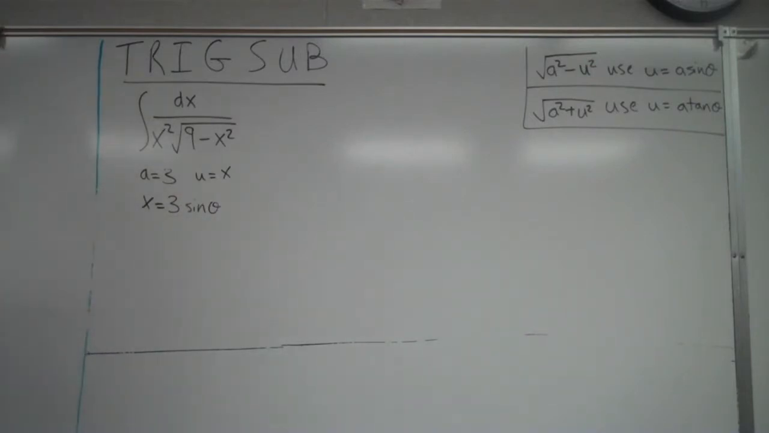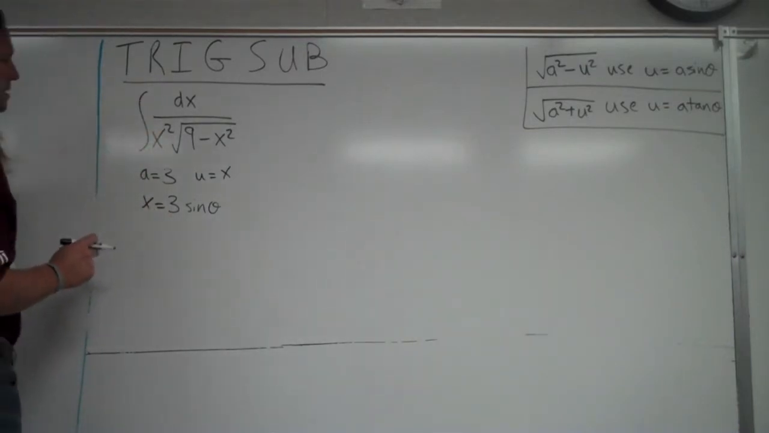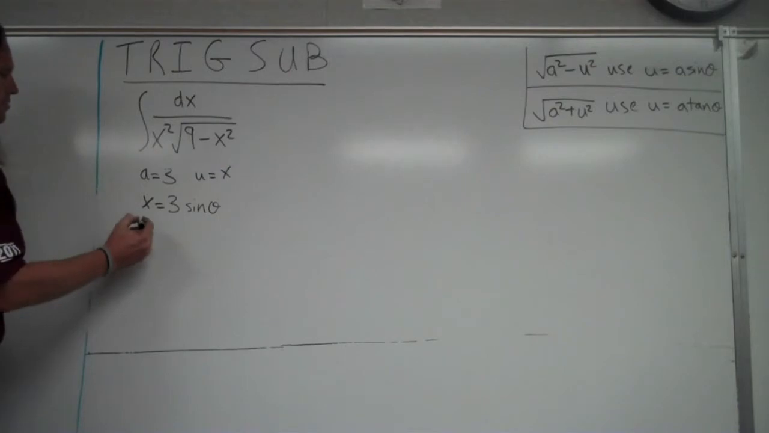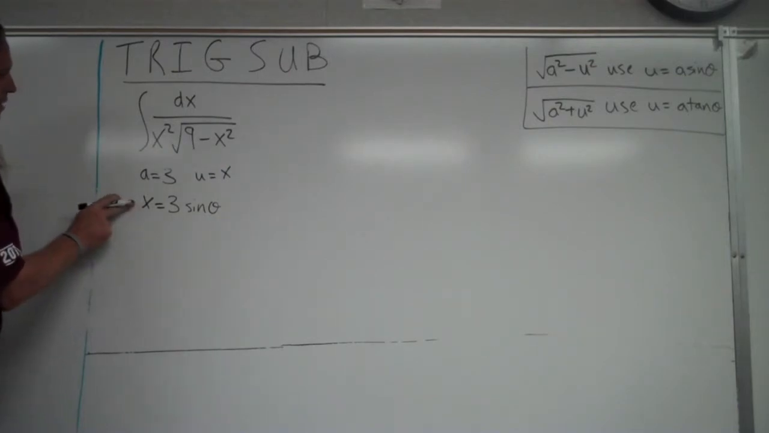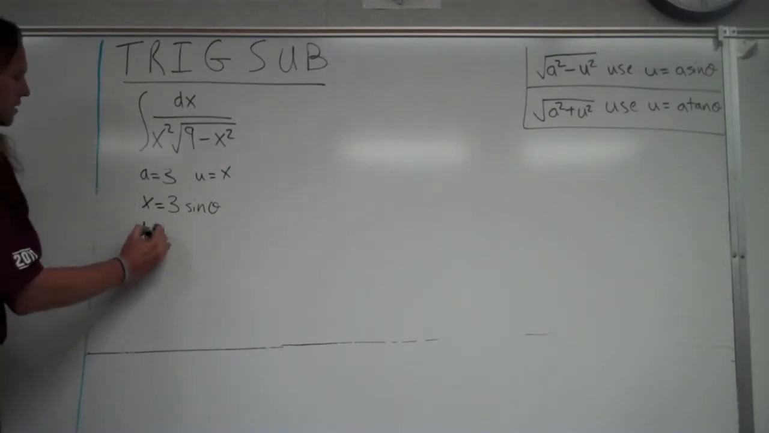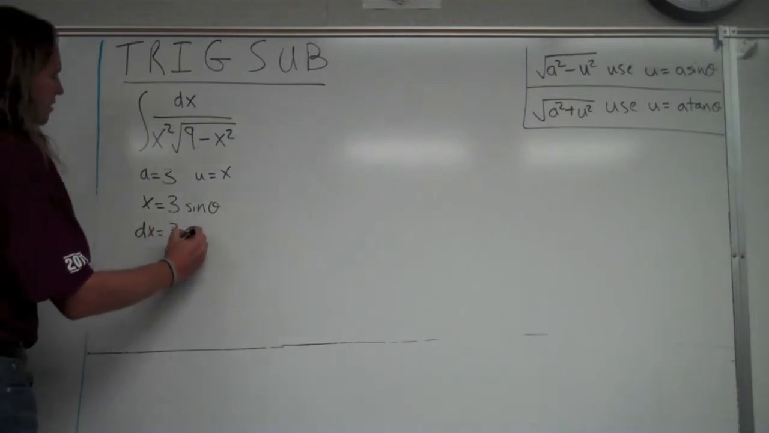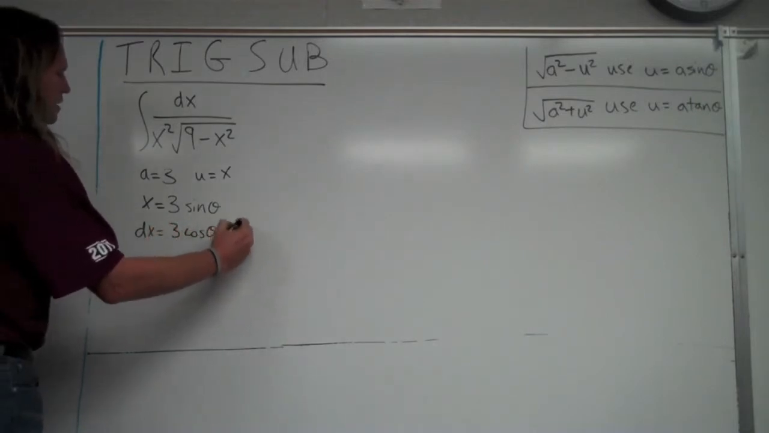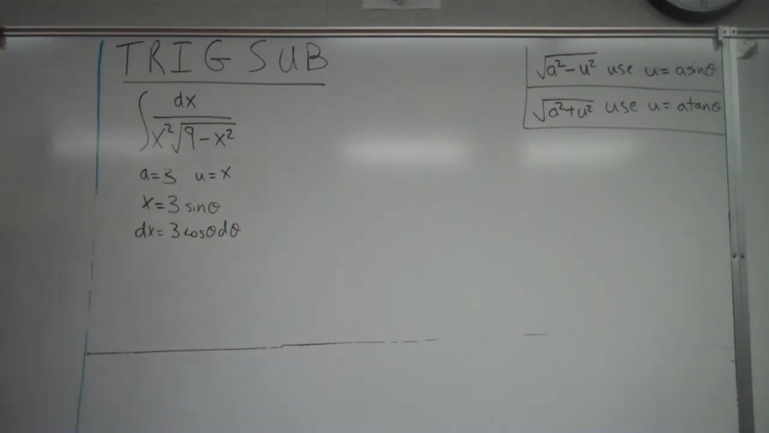Now I'm going to go ahead and make my substitution. I'm sorry, not quite yet. I still need to figure out what's going to happen to this dx, because my variables will turn to theta. To figure that out, I just take the derivative of this. It becomes dx equals 3 cosine theta d theta. Alright, so now I'm ready to make my substitution.